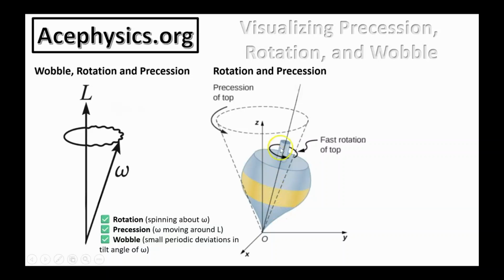On the right is a spinning top. This arrow represents rotation. The top is spinning about its symmetry axis. Precession is when the rotation axis moves in this cone about the fixed angular momentum, which is aligned with the z-axis. On the left, wobble is also shown. Wobble is small periodic oscillations in the direction of omega as it precesses around L.